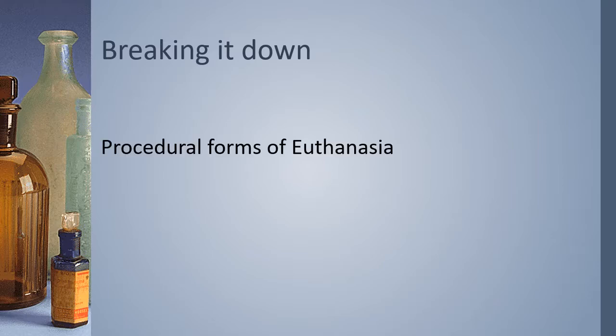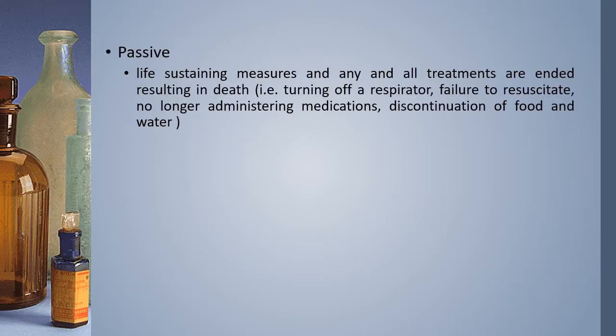Procedural forms of euthanasia. Passive. Passive euthanasia is when all life-sustaining measures and any and all treatments are ended, resulting in death. For example, turning off a respirator, failure to resuscitate, no longer administering medications, and discontinuation of food and water, resulting in starvation and dehydration.